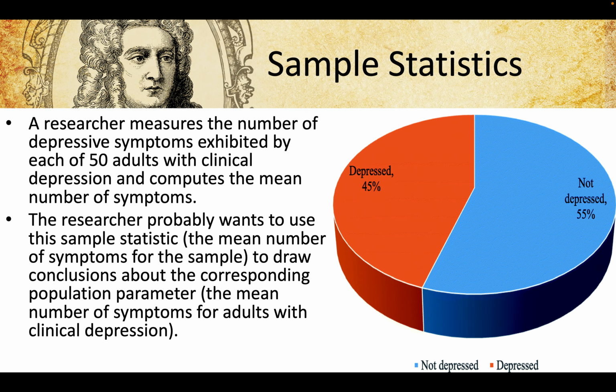A researcher measures the number of depressive symptoms exhibited by each of 50 adults with clinical depression and computes the mean number of symptoms. The researcher probably wants to use this sample statistic, the mean number of symptoms for the sample, to draw conclusions about the corresponding population parameter, the mean number of symptoms for adults with clinical depression.